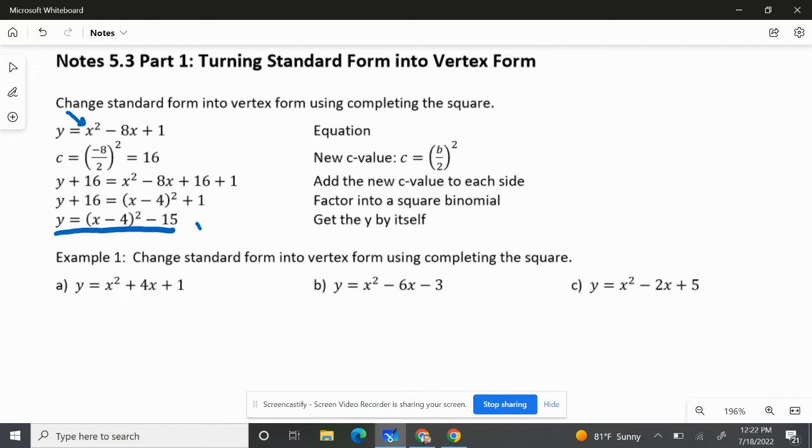And the reason why is vertex form is really nice because automatically we know what the vertex of the graph is. That's the center of our graph. So it has a lot of advantages turning it into vertex form.